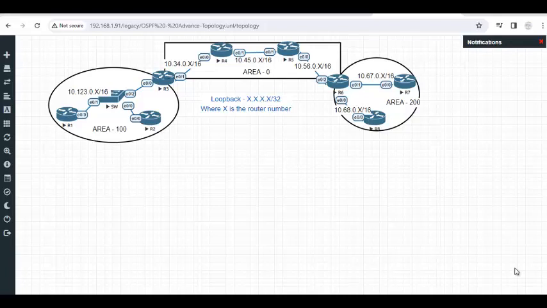Now, if we notice here in area 100, we have a broadcast environment. We have a switch. We got more than one device in the same network, 10.123.0.0/16. So here, if there is a DR-BDR election, it is good. Okay, let's go and check in R1.